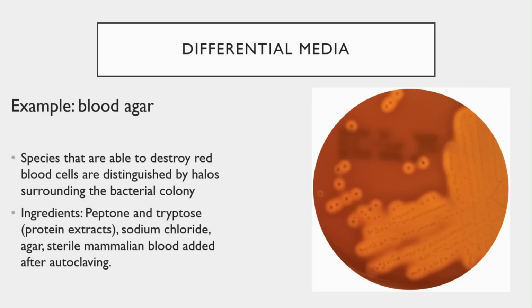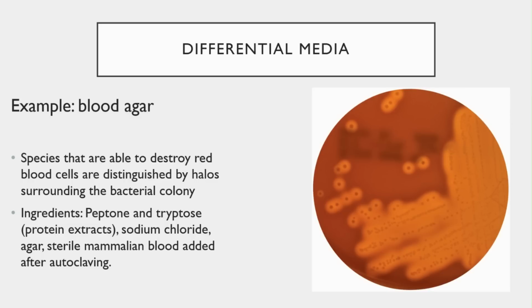Species that are able to destroy these red blood cells, they can. So there are species that can actually destroy red blood cells, right? Pathogenic bacterium, for example, some of them can destroy red blood cells. And by destroying the red blood cells and lysing them open, that changes the color of those red blood cells.